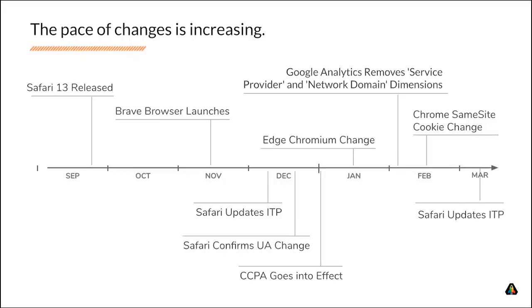Then in January, Edge changed their entire browser engine, and they went from Edge HTML to a Chromium-based change. So Edge under the hood is really Chrome minus some of the things that Google specifically wants. If you're using Google Analytics, Google said that they can no longer provide service provider and network domain dimensions. So if you had any filters on that kind of stuff, those probably aren't working as you might expect.